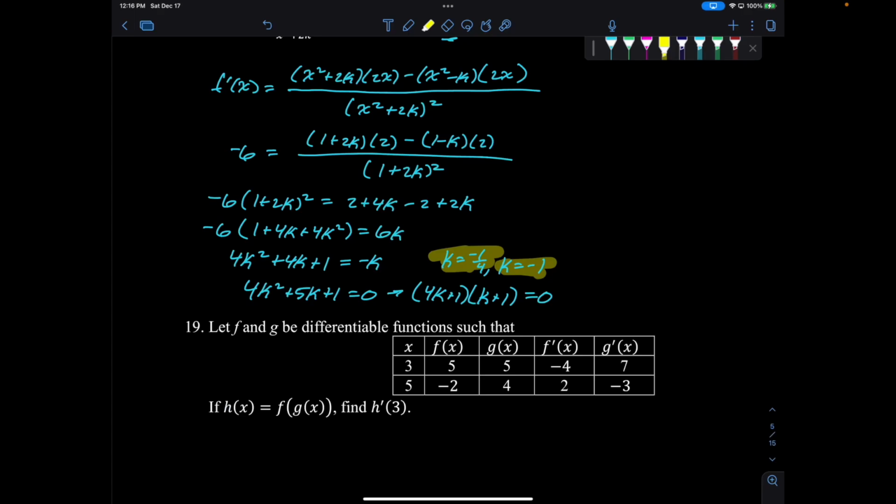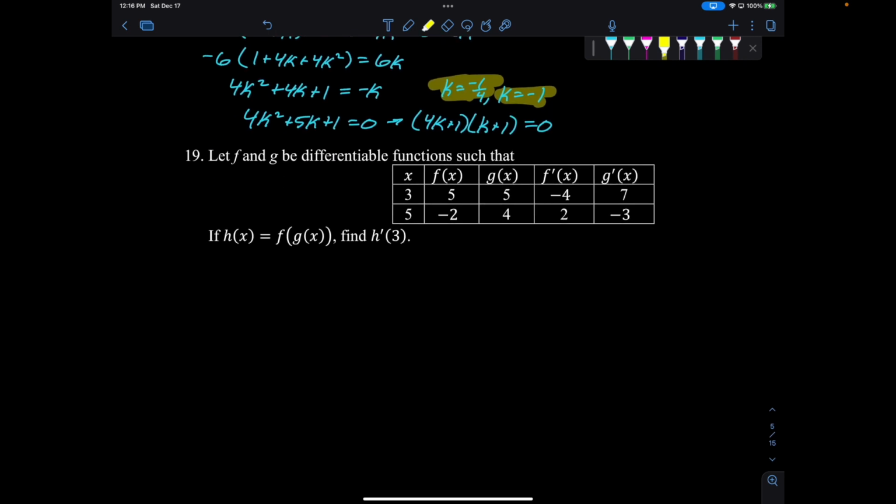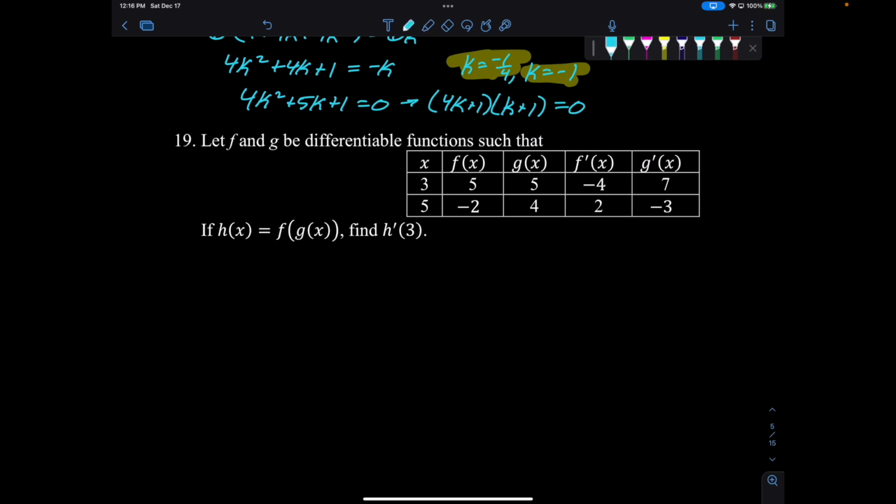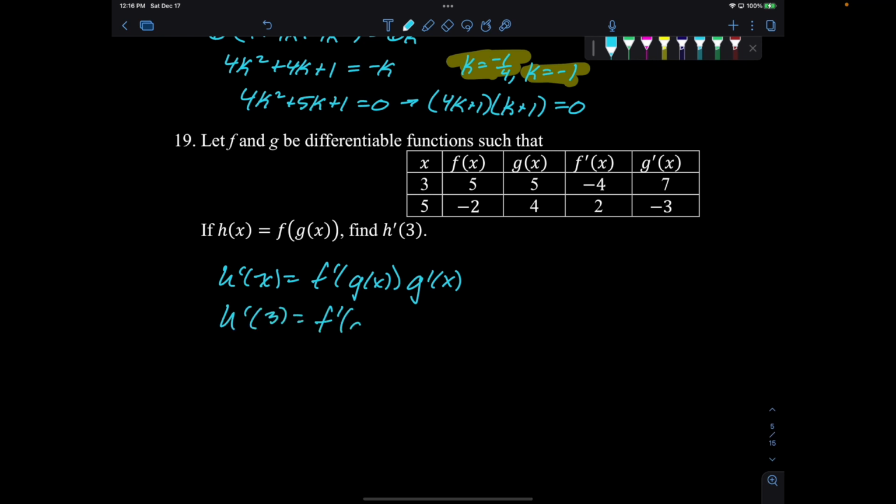All right, let's take a look at number 19 now. We got f and g are differentiable functions such that this table, I guess, is true. And if h of x is f of g of x, we want to find h prime of 3. All right, so we can do that, I think. So first, h prime of x. This is a chain rule, so it's going to be f prime of g of x times g prime of x. So h prime of 3 will be f prime of g of 3.